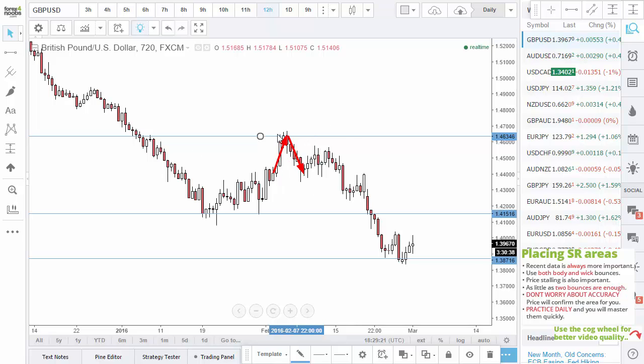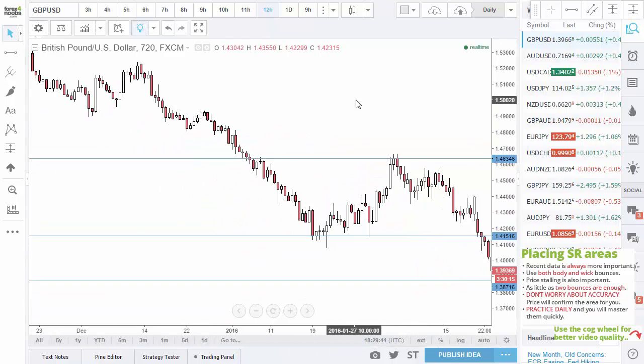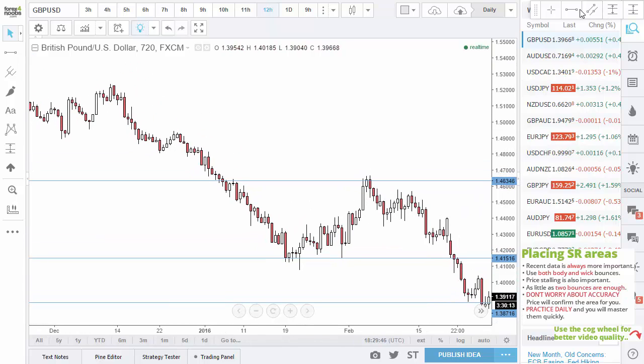It's recent data. I prefer 2 bounces. Really, I would prefer 2 bounces, but if it's 1 bounce, it's enough. And I'll explain why in a second. I know that sounds scary, placing support resistance areas from 1 bounce, but I'll explain that in a minute. So where's the other area going to go?